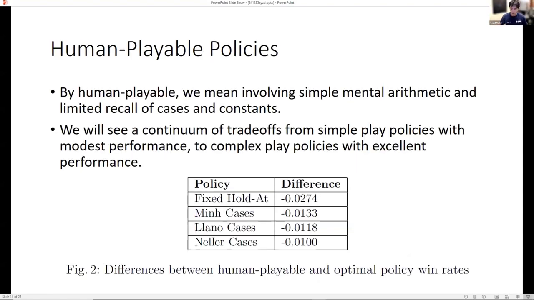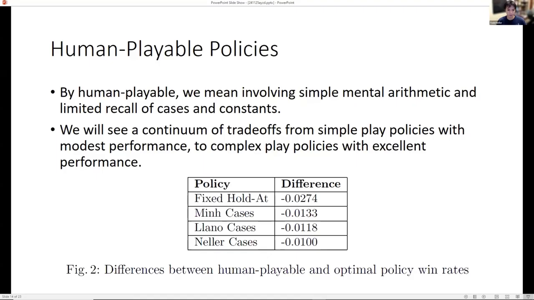So in this section, we're going to introduce a range of human playable policies with the trade-off of greater complexity for a greater win rate. By human playable, we mean the hold and roll decisions can be simply decided by mental math, and every one of these policies is going to be evaluated compared to the optimal play, with each player having an equal probability of playing first.